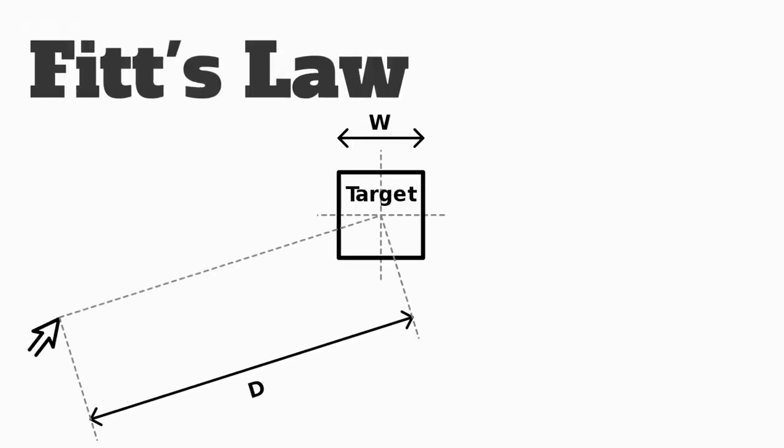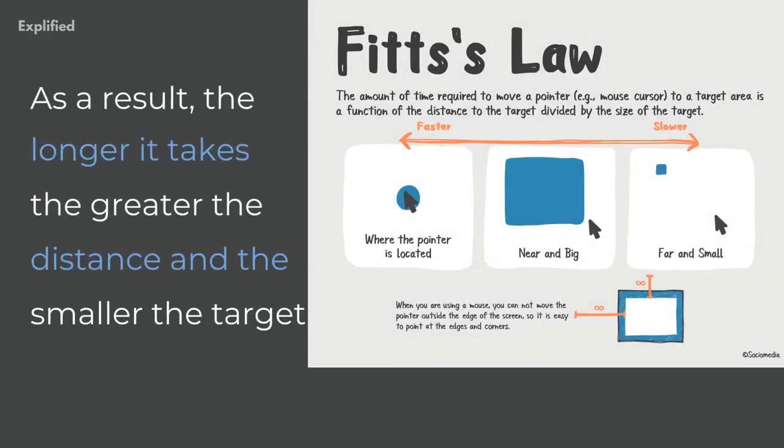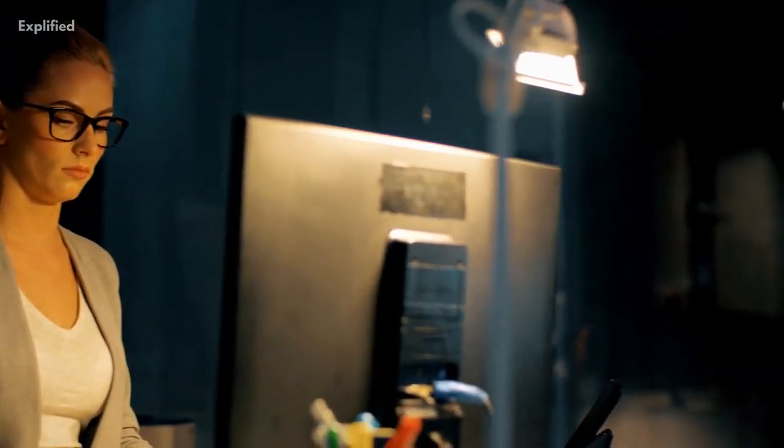Fitts's law asserts that the time it takes for a human to move a pointer to a target area is a function of the target's distance divided by its size. As a result, the longer it takes, the greater the distance and the smaller the target. In user experience and user interface design, Fitts's law is commonly used.